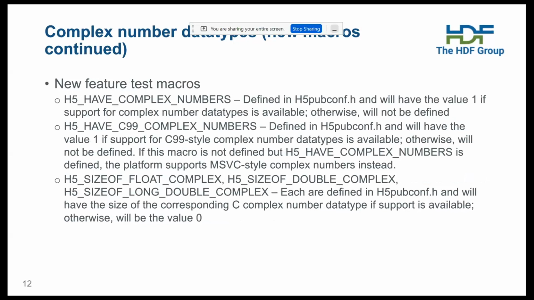And some more macros, just feature test ones. We have this HAVE_COMPLEX_NUMBERS macro. It'll be defined if you have complex number support. And then there's this HAVE_C99_COMPLEX_NUMBERS. If HAVE_COMPLEX_NUMBERS is defined, but this C99 version isn't, that means that your platform's using the MSVC types instead. Just something that may be useful to some people. And then, of course, we have these sizeof macros for each of the complex number types that'll have their size if you have complex number support, or they'll just have the value 0 otherwise.